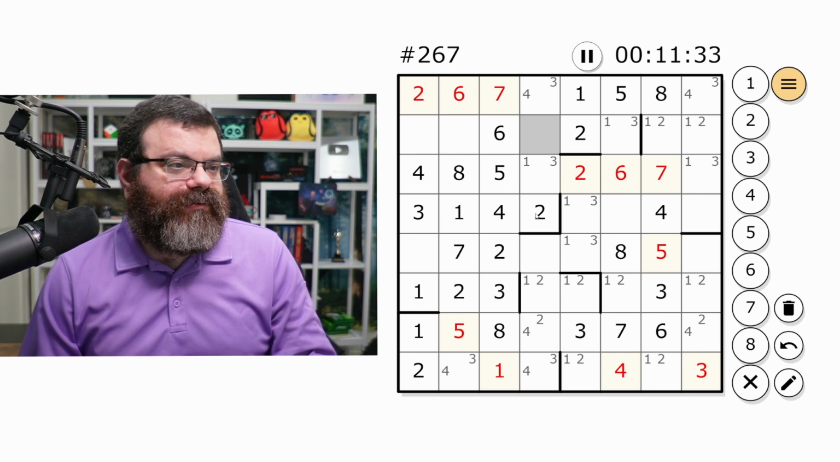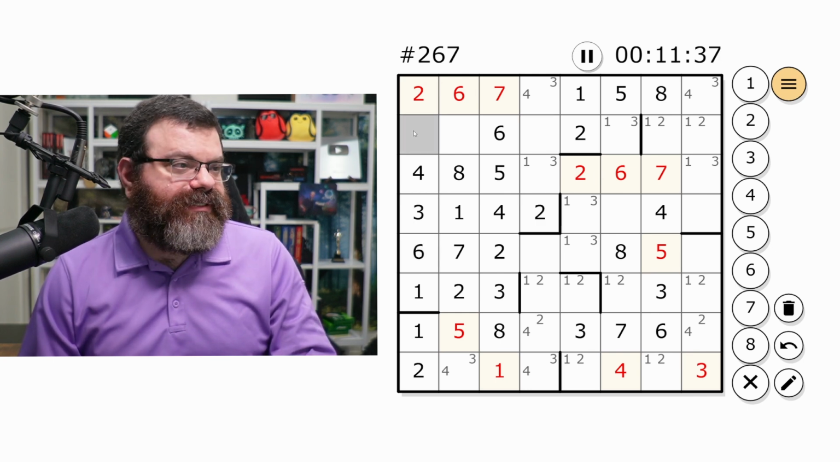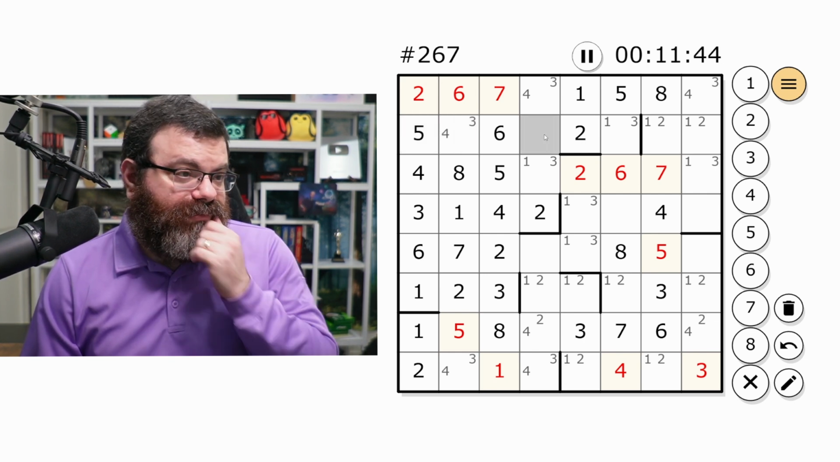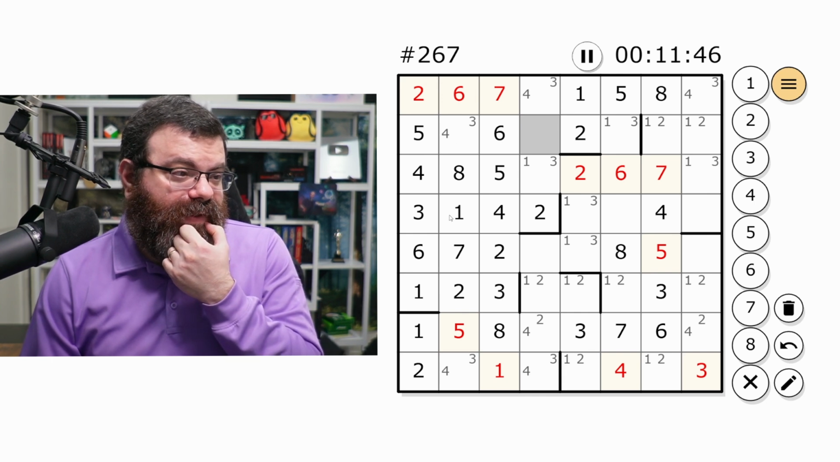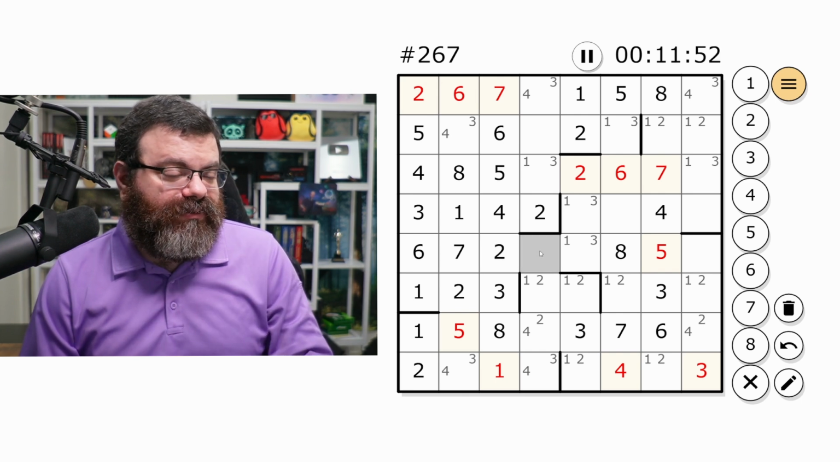This is 1, 3, 4. This column, we need 5, 6. This 5 tells us that's the 6, that's the 5. This column needs 3, 4. 1, 3, 4. This column needs 1, 2, 3. Okay, this can't be a 2, so this is 1, 3, 4. This can't be 2 or 3, so this is 1, 4.